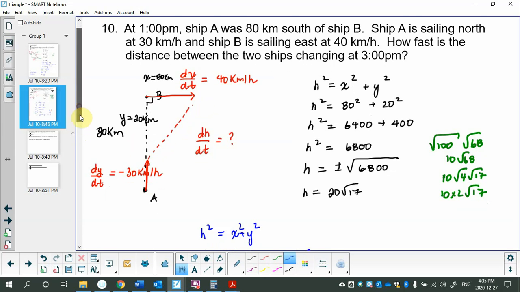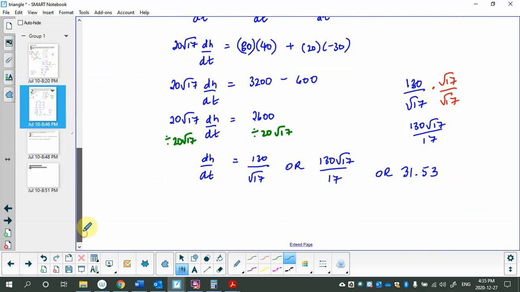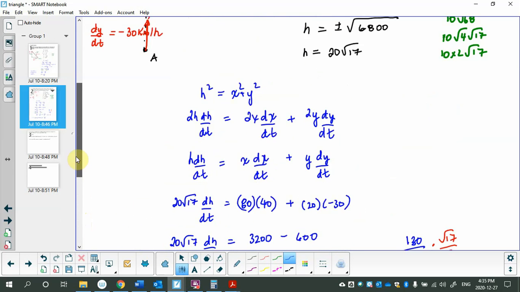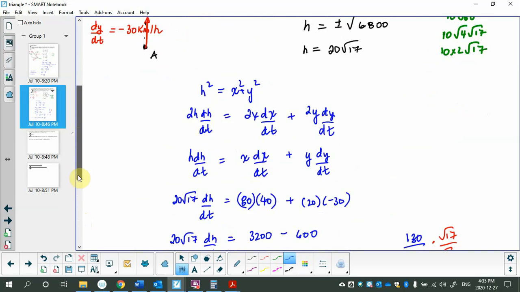So the distance between them changing is growing, increasing, at, just to annoy some of you, this many, let's check our units, kilometers per hour.